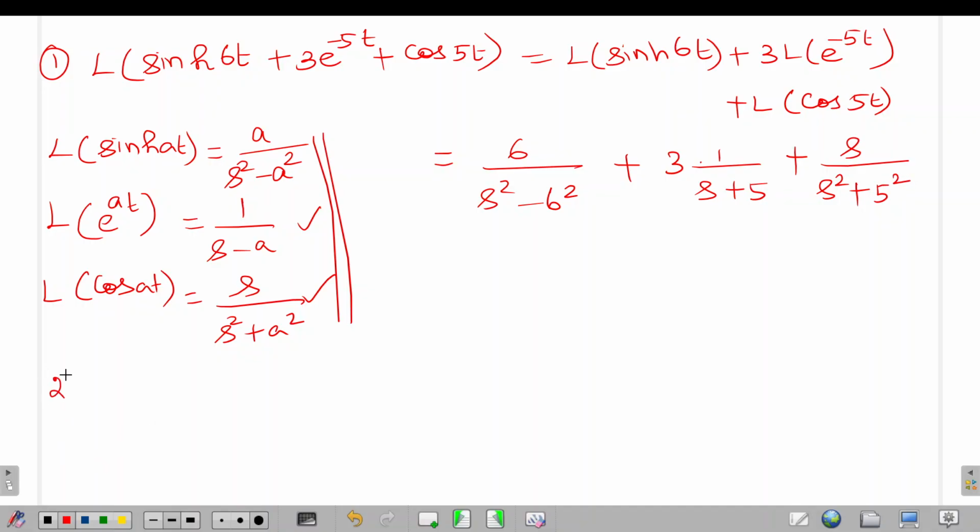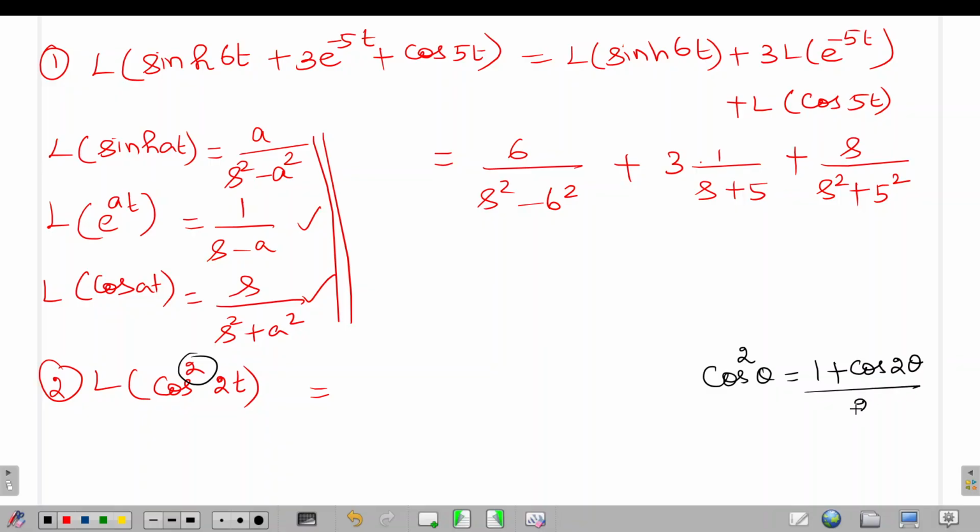Now let us go for the second problem, finding the Laplace transform of cos square 2t. We are not having a direct formula for the Laplace transform of cos square. Since we have a square, we have to convert this into linear form. We know that the cos square theta formula is equal to (1 plus cos 2 theta) divided by 2. If we use this formula, we will have L of (1 plus cos 4t) divided by 2, because theta is equal to 2t here.